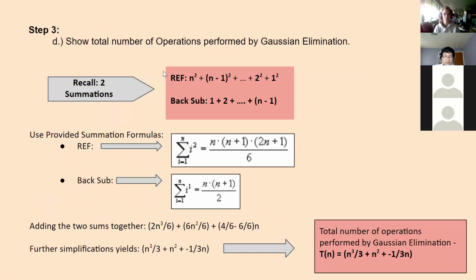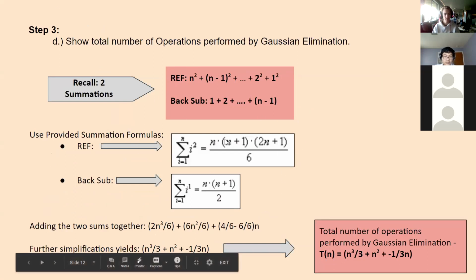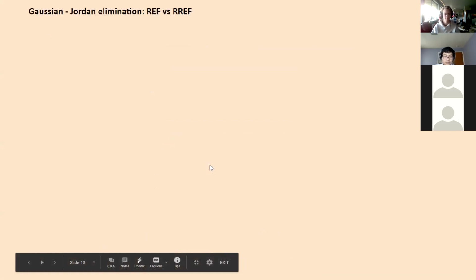So the total number of operations used by Gaussian elimination is these two summations added together. Here are the formulas. Adding them together equals this expression. Simplification yields that the total number of operations is n cubed divided by 3 plus n squared plus negative 1/3 times n. Now I will hand it over to Hung.